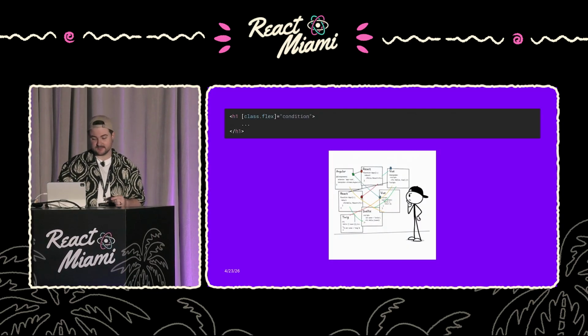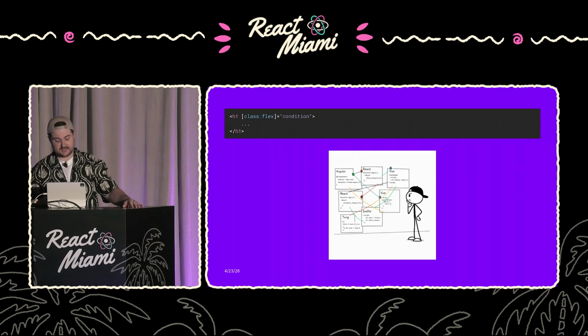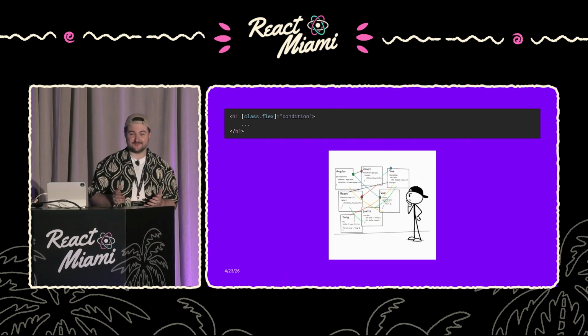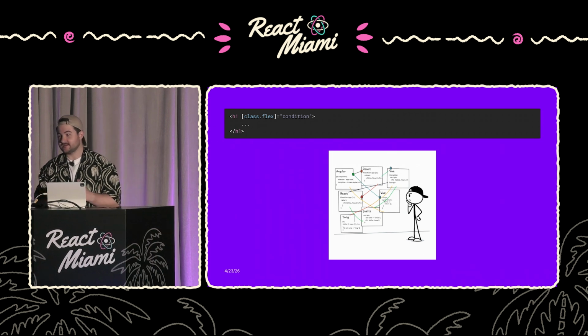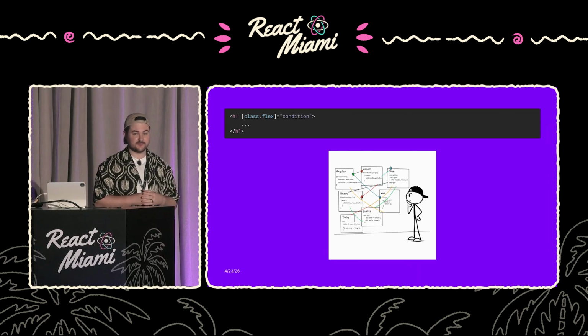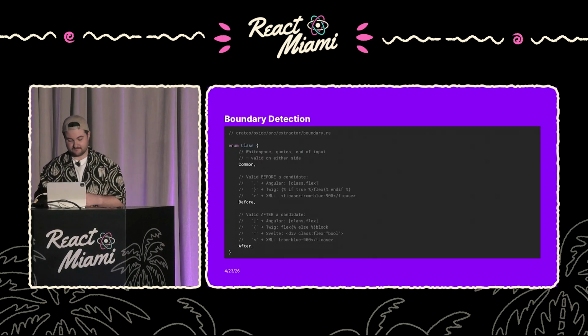But Angular also has this conditional binding syntax, where the class name sits inside of square brackets with a dot in the middle. And this is a little bit of a different shape. And Svelte, too, has its own way of handling conditional classes, as do many other frameworks. And so the question becomes, how does the extractor handle all of this without needing a separate parser for every framework? The answer is boundary detection.